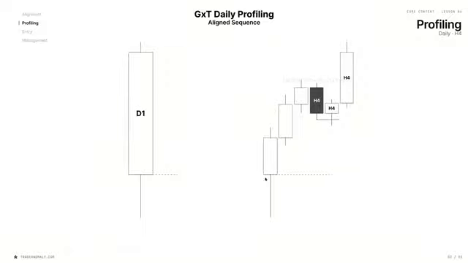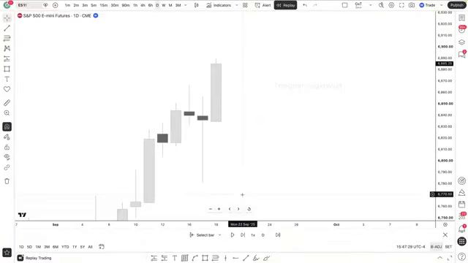This is when the day expands and then retraces. You're just waiting for that 4-hour to realign itself with the already existing daily expansion candle. So now let's go ahead and cover the daily and 4-hour alignment for the GxT candle profiling.